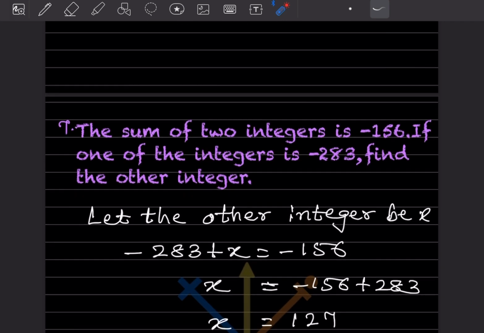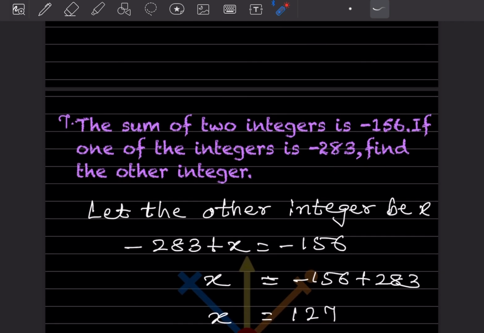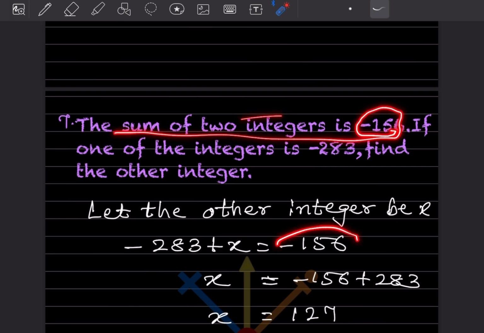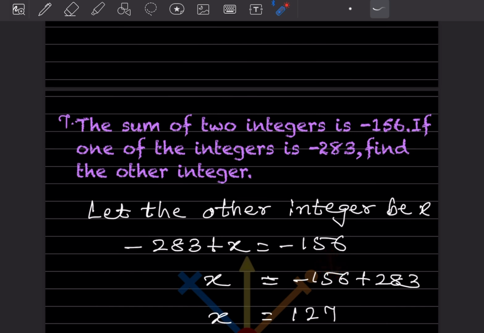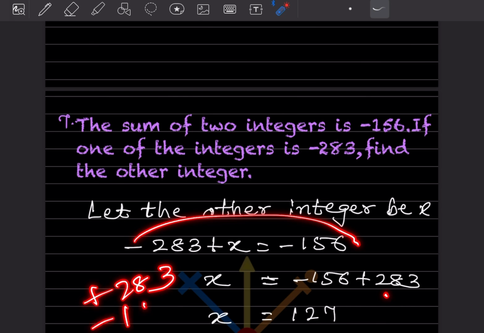The sum of two integers is minus 156. If one of the integers is minus 283, you have to find the other integer. So here let the other integer be x. Minus 283 plus x is minus 156, meaning the result is minus 156. When you solve this, minus 283 goes to the other side, so it becomes plus 283. So plus 283 minus 156, you get the answer as 127.